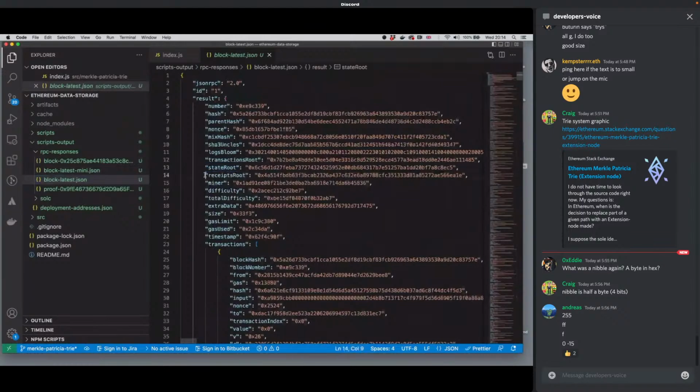What's interesting is that in the header you will see we've got a state root, a receipt root, and somewhere in here there's a transaction root. Oh, transaction root, there we go. These are effectively the roots that, if we supply them to a trie that's hooked up to the database, will provide us with the information from the blockchain as it was at that moment in time.